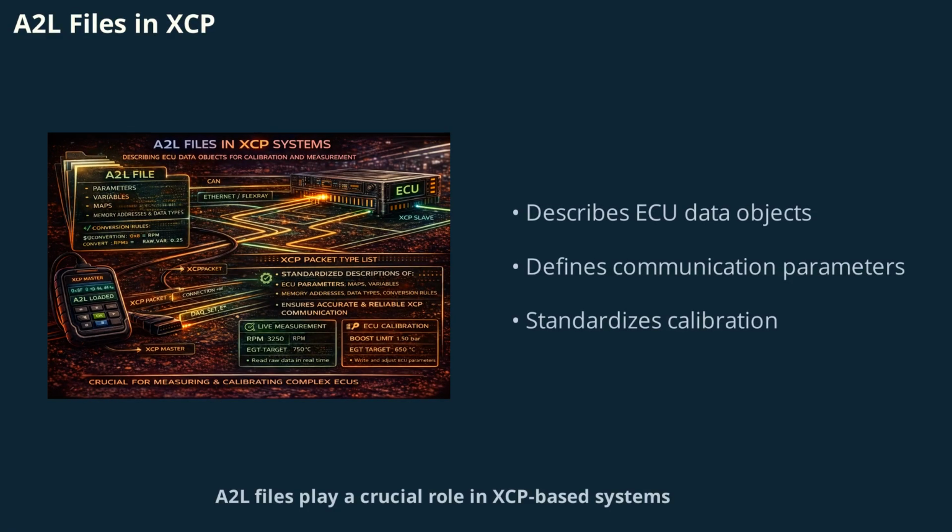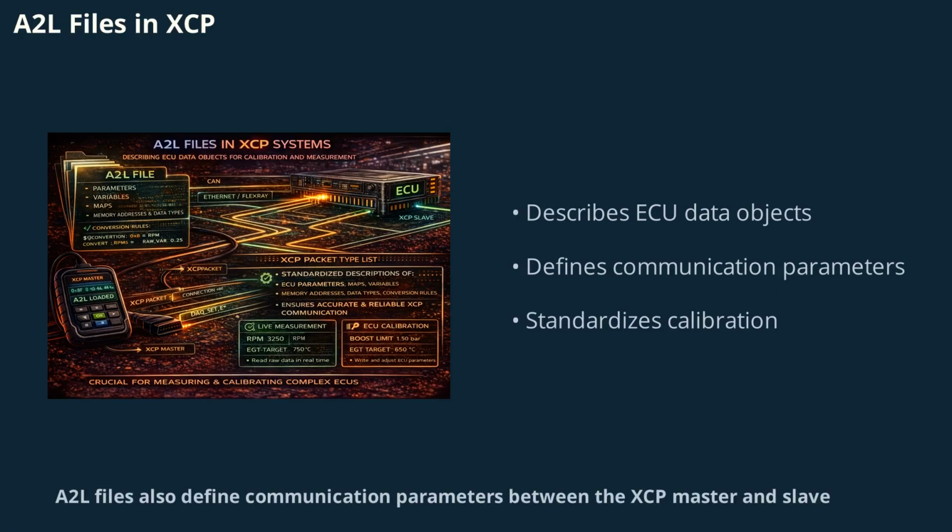A2L files play a crucial role in XCP-based systems. They describe ECU data objects, such as parameters, maps, and variables, along with their addresses, types, and conversion rules. A2L files also define communication parameters between the XCP master and slave, ensuring that data is interpreted correctly. This standardized approach simplifies the setup and operation of measurement and calibration systems, making it easier for engineers to work with complex ECUs.